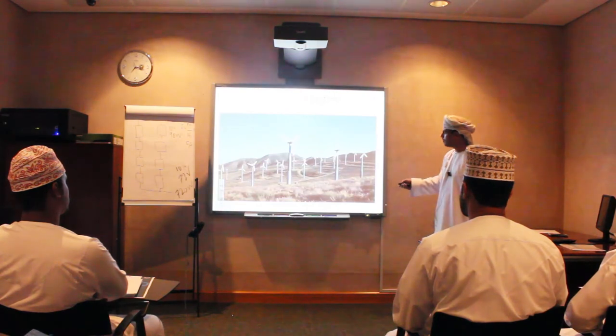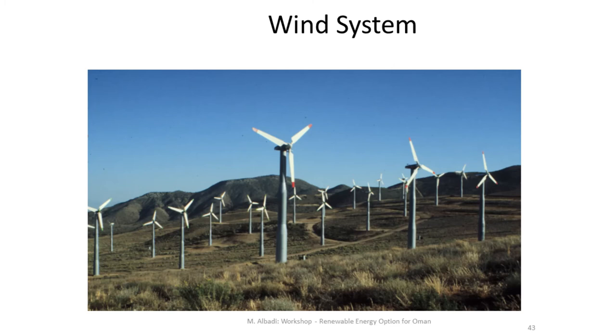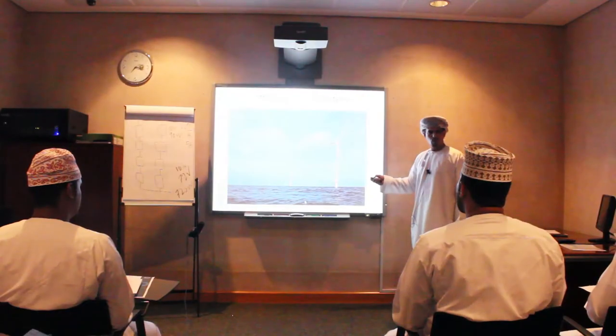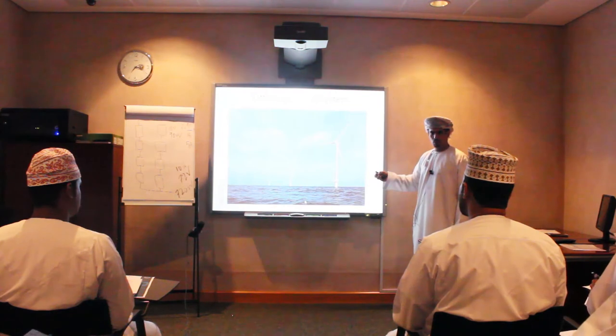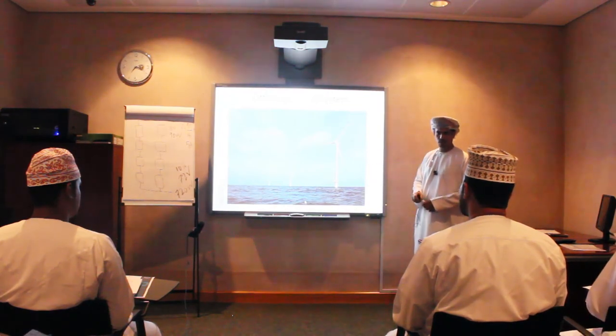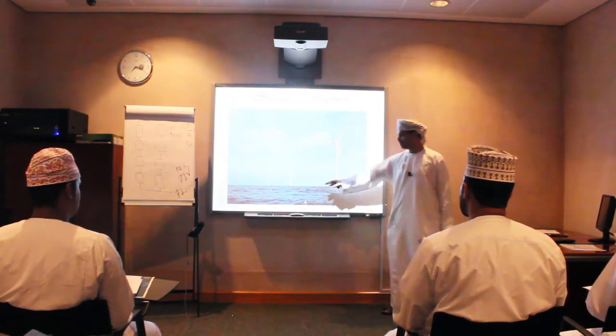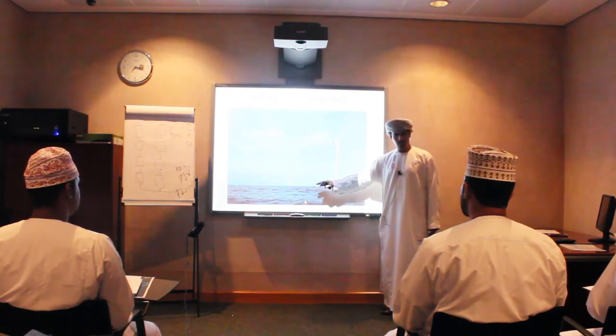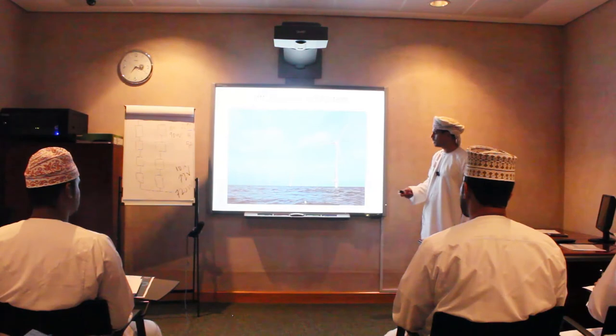You might have land farms, so onshore, or offshore. This is an onshore farm, and you might also have offshore farms. What's the main difference in terms of quality, production, and cost? Offshore is obviously much more expensive. So offshore wind plants are much more expensive than onshore wind plants. But why are people going offshore?